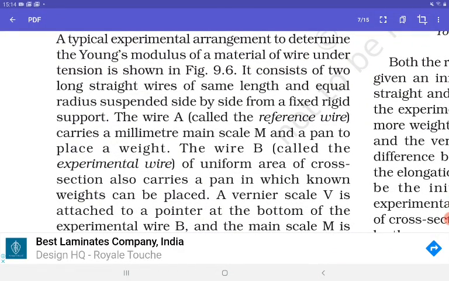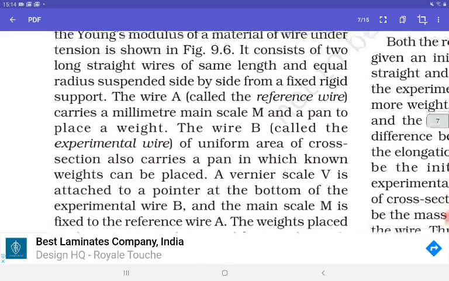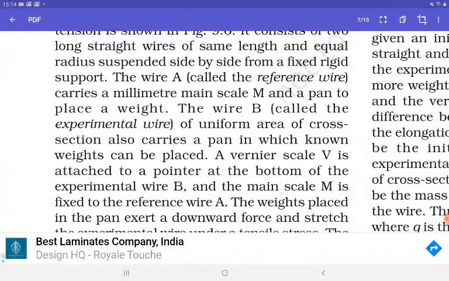carries a millimeter main scale M and a pan to place a weight. The wire B of uniform area of cross section also carries a pan in which known weights can be placed. A vernier scale V is attached to a pointer at the bottom of the experimental wire B. The main scale M is fixed to the reference wire A.